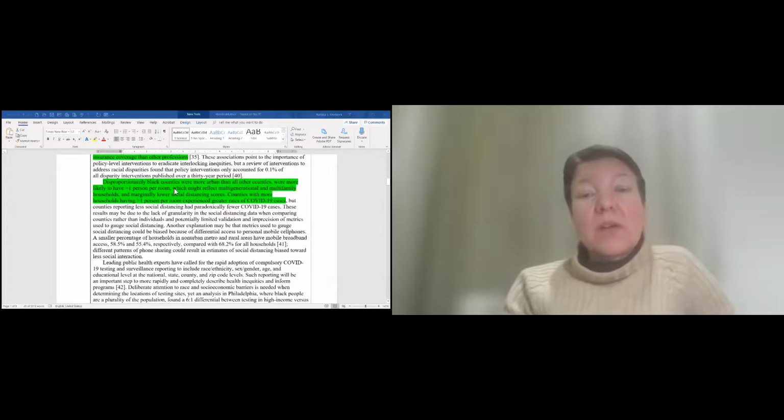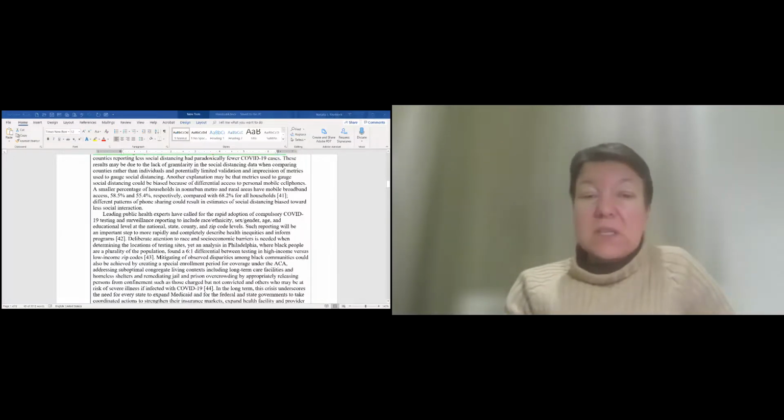Disproportionately Black counties were more urban than other counties, were more likely to have more than 1 person per room, which might reflect multi-generational, multi-family households, and had marginally lower social distancing scores. Counties with more households having more than 1 person per room experienced greater rates of COVID-19 cases.